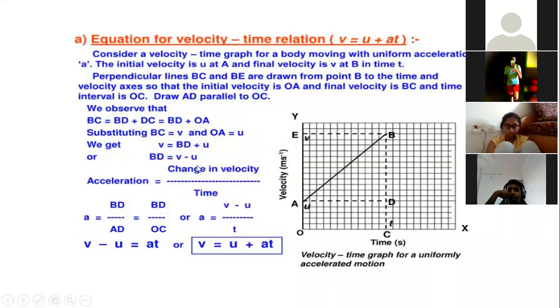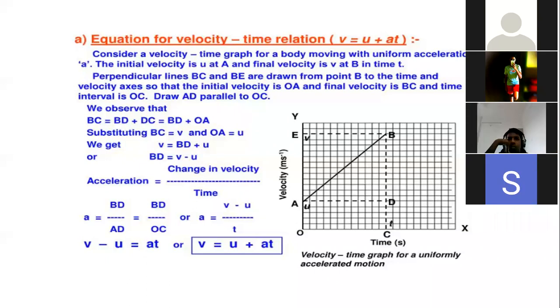Is this understood up to this point? I hope it is clear to everyone. Let me repeat: a perpendicular line is drawn from B to E and B to C. Once you have drawn it, you will understand that OA is your initial velocity and OE is your final velocity, which is small v. Again, if you draw a perpendicular on this side, your BC is equal to V.